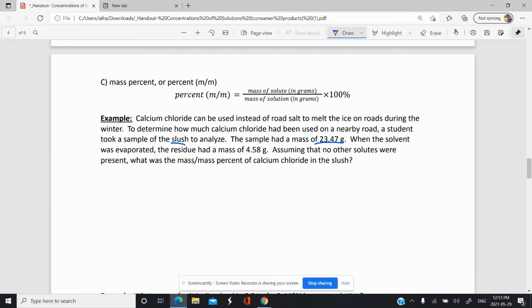So that looks like that's the entire sample, which would be our mass of solution. When the solvent was evaporated, the residue had a mass of 4.58 grams. Assuming that no other solutes were present, what was the mass percent of the calcium chloride in the slush? So basically, the leftover is considered to be our calcium chloride because we're saying that there's no other solute there. And as we can see, there's 3 sig figs in this number over here, and then 4 in this one. So we're going to go with 3 sig figs for our final answer.